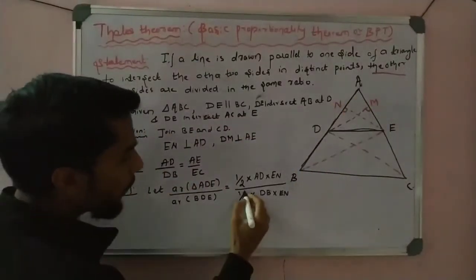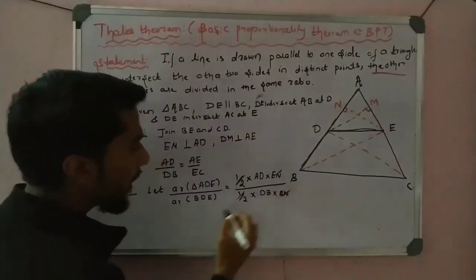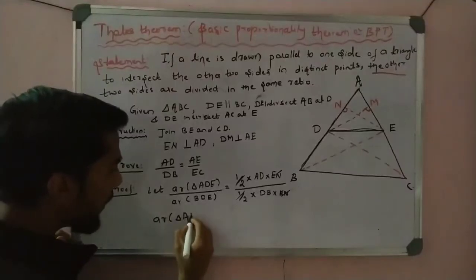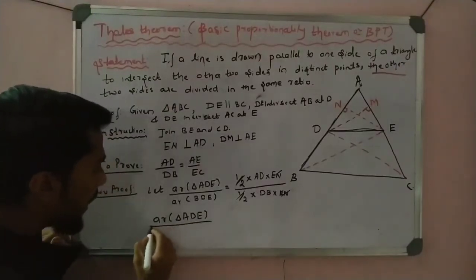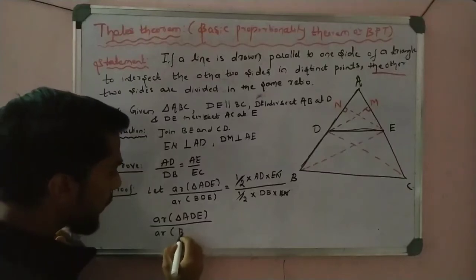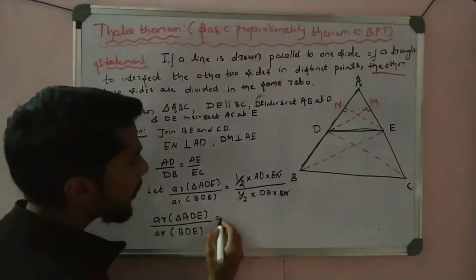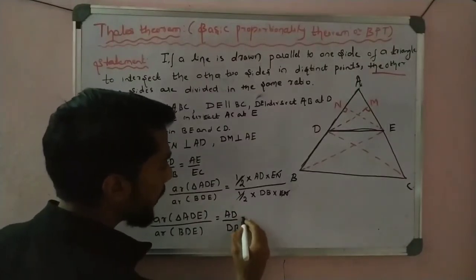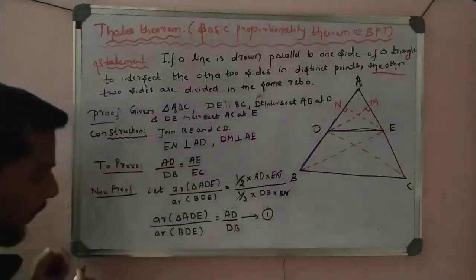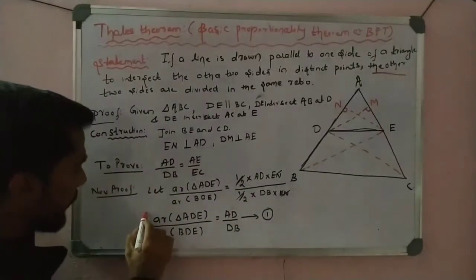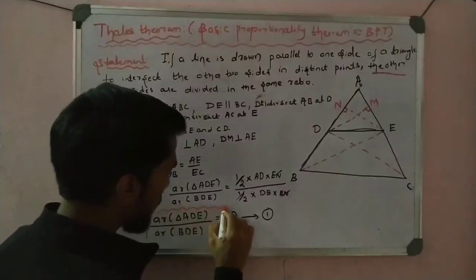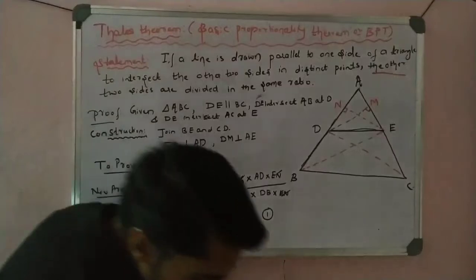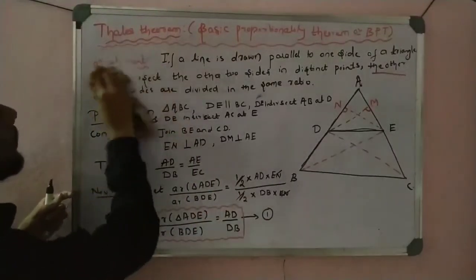So here, half gets cancelled and EN gets cancelled. So what we get is the area of triangle ADE divided by the area of triangle BDE is equal to AD by DB. This is called equation 1. Now I can remove this statement, right?